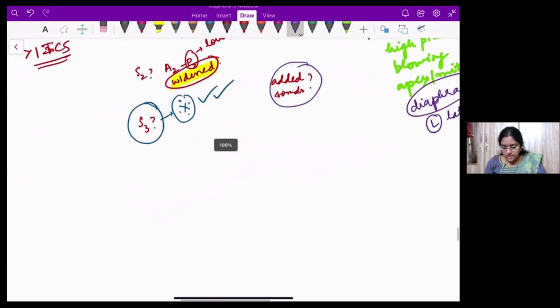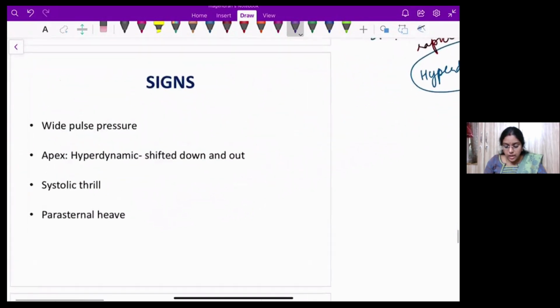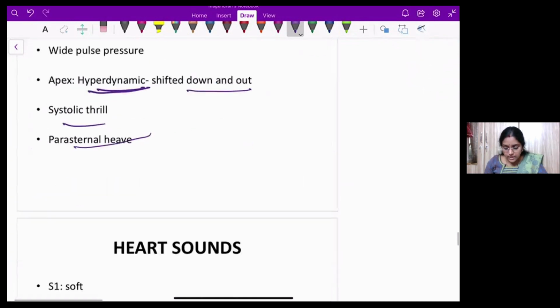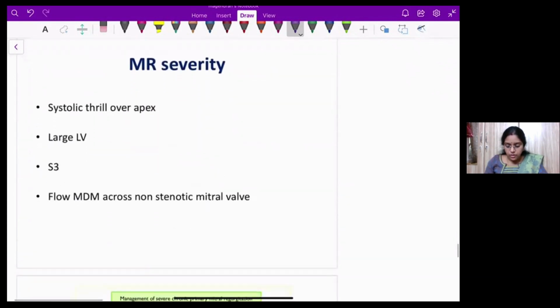Before that, we'll just revise this. This patient has a wide pulse pressure, a hyperdynamic apex which is shifted down and out. You have a systolic thrill. There is a parasternal heave. S1 will be normal or soft, and sometimes merged with the murmur. P2 will be loud and widely split, and you can see the murmur is spanning through the entire systole. There are no added sounds for a person with mitral regurgitation. There is nothing like a mitral opening snap as in mitral stenosis.